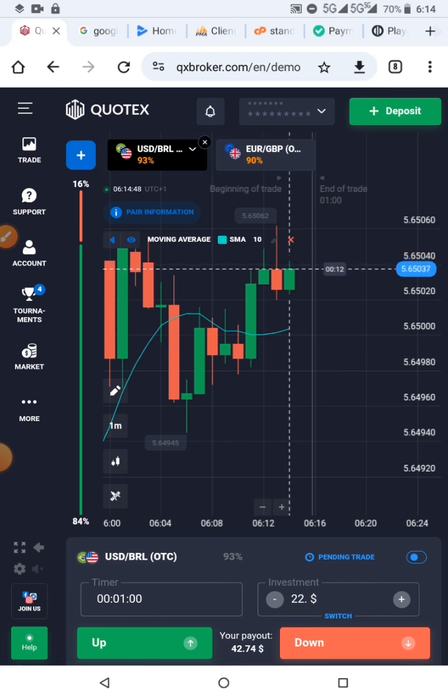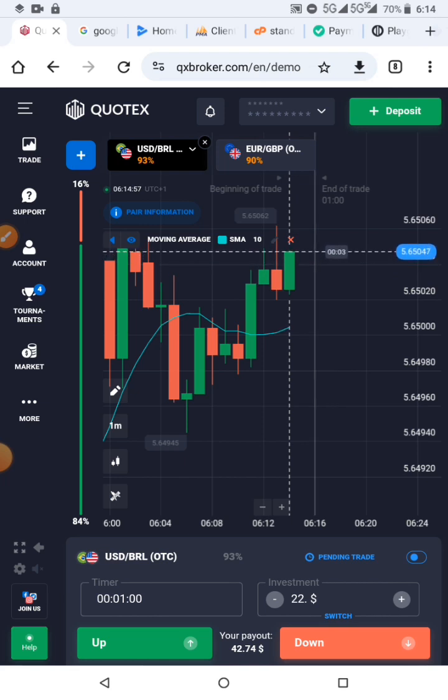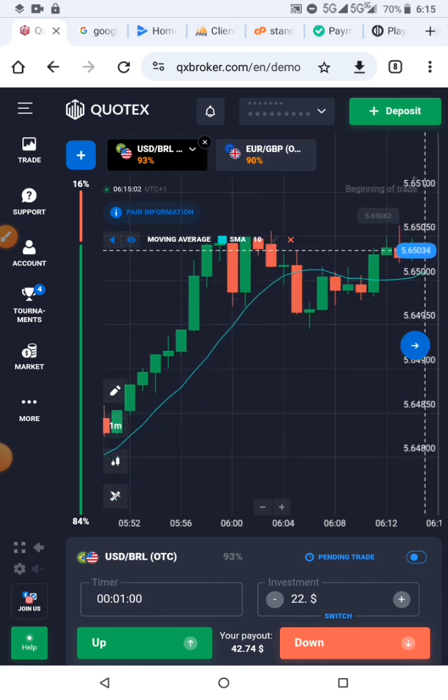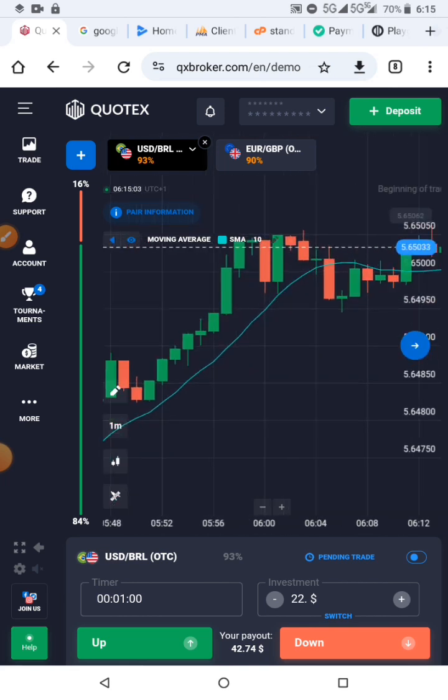You see the deposit up there, that's where you deposit funds into your account. There are lots of available methods you can use to what? To deposit funds.